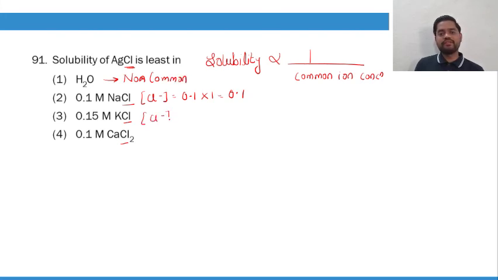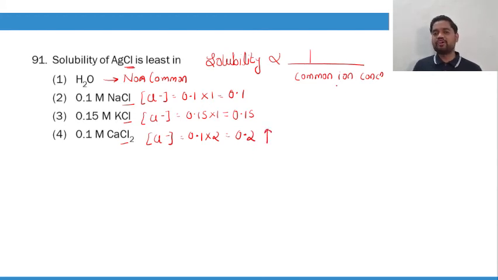Over here again, chloride is 0.15 into 1, so it is 0.15. CaCl2 will give 2 moles of Cl minus ion, so here Cl minus will be 0.1 into 2, that is 0.2. So this has the maximum common ion concentration and hence less solubility. They have asked for the least solubility, hence the right answer for 91 is option number 4.